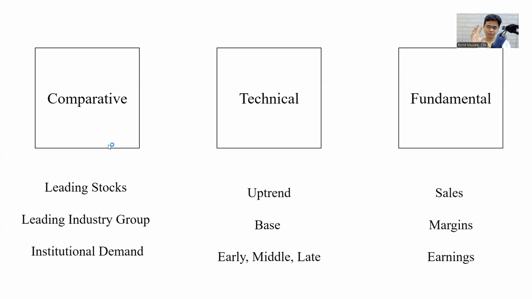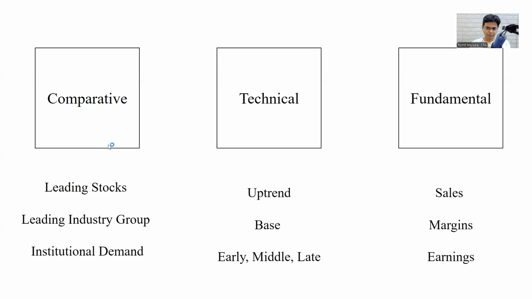This is for those who are using MarketSmith. If you are using TradingView, then leading stock and leading industry group means that you are only looking at the top 20 percentile of stocks or the top 20 percentile of industry groups in terms of their past performance.